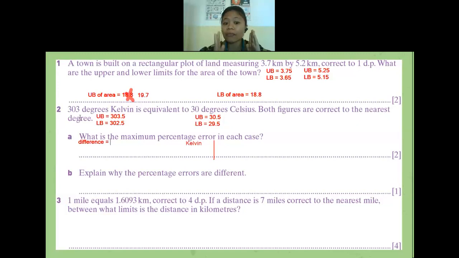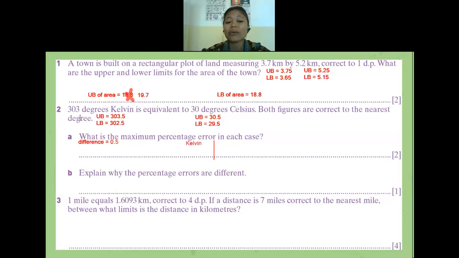We are going to focus on the Kelvin first. We are going to focus on the temperature in Kelvin unit. To find the difference, we compare the degree to its upper bound or its lower bound. So the temperature was 303 degrees. The upper bound is 303.5. The lower bound is 302.5. I'm asking the difference between the temperature and its upper bound or lower bound. It will not be 200 something. How many will it be? 0.5. Yes, it will be 0.5 only.